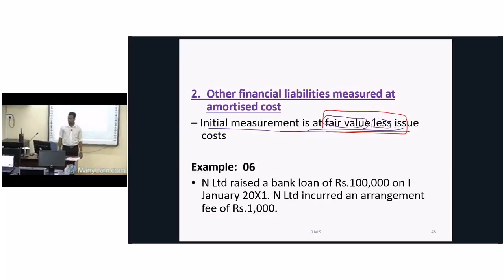The other financial liabilities, all others are recognized at amortized cost. So then fair value less issue cost. That means in the initial recognition, we don't recognize issue cost as an expense. We subtract it from the liability.